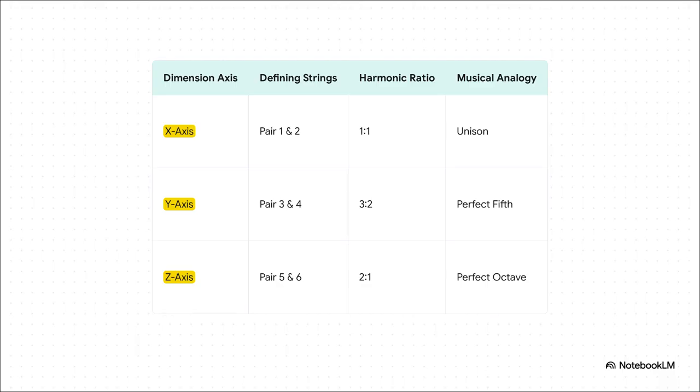Well, the 6 strings form 3 pairs, and as you can see here, each pair is responsible for one of our spatial dimensions. But look at the ratios. This is the amazing part. They aren't random at all. They are the most stable, most perfect ratios in music. The x-axis is a 1-to-1 unison. The y-axis is a 3-to-2 perfect fifth, and the z-axis is a 2-to-1 octave. The proposition here is just incredible. Our 3D reality is literally built on a perfectly stable cosmic chord.